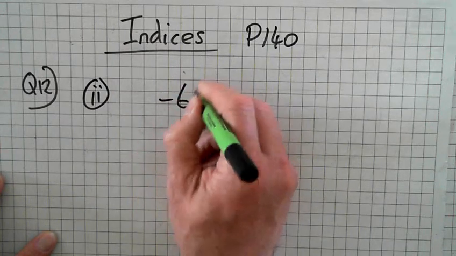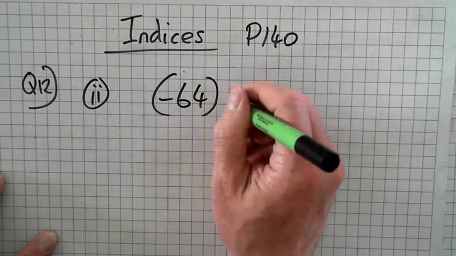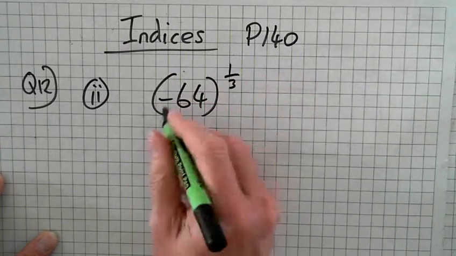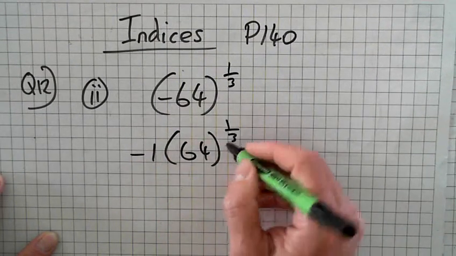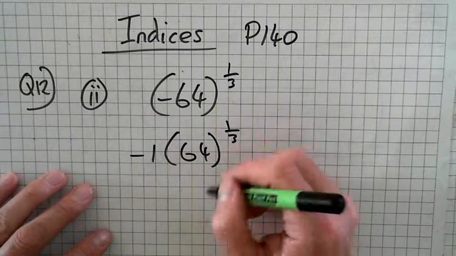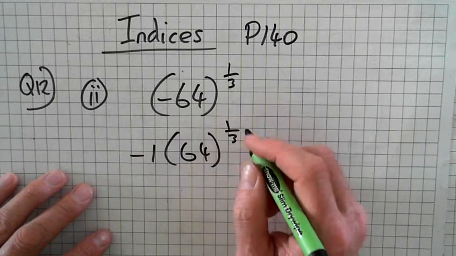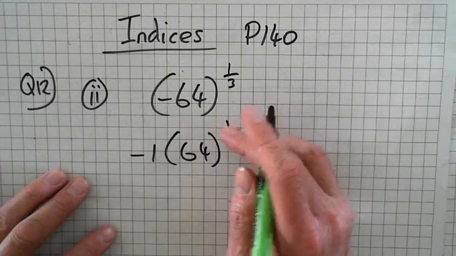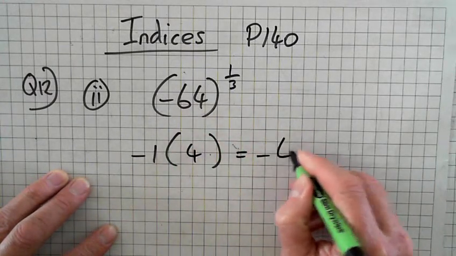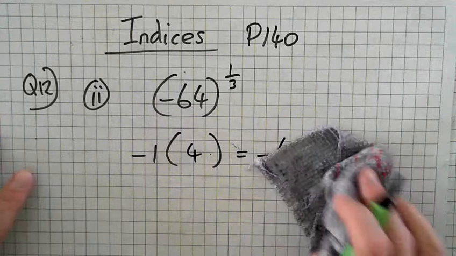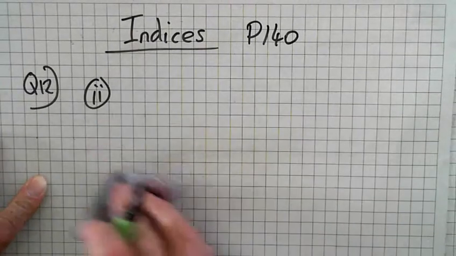And part 2. We had minus 64 to the power of a third. Take the minus outside. A power of a third, what's the third root of 64? 4, isn't it? So it's 4 times minus 1, minus 4. See what we're doing now, we're just skipping a step.